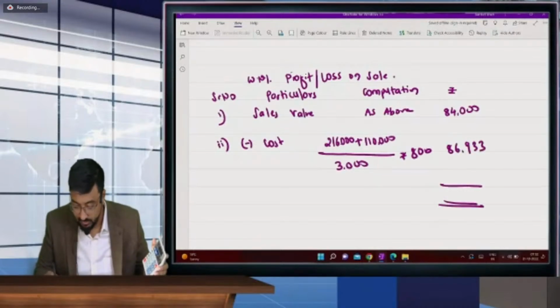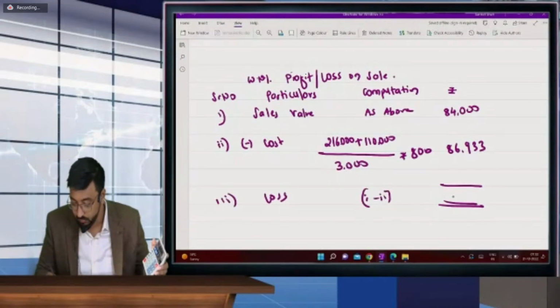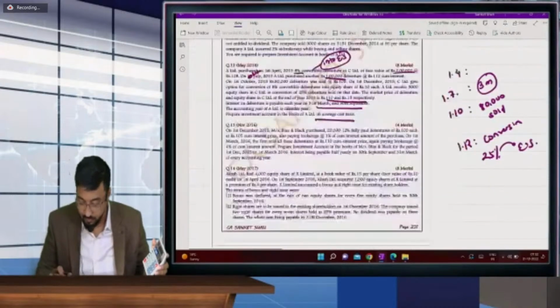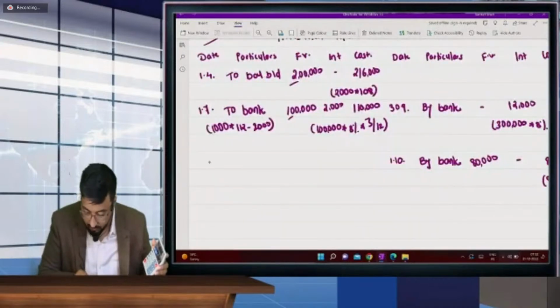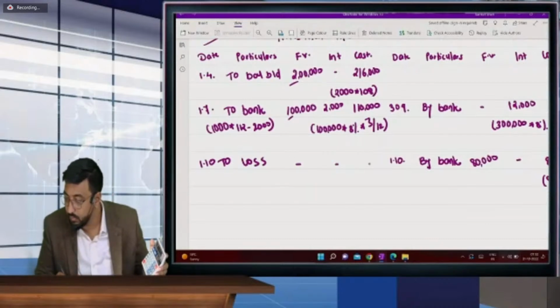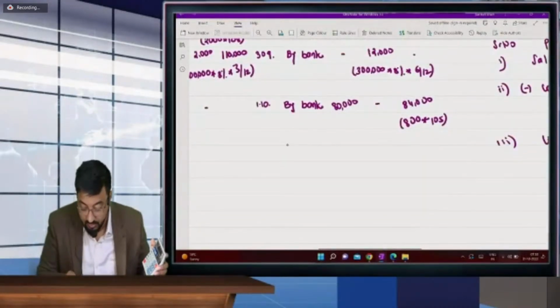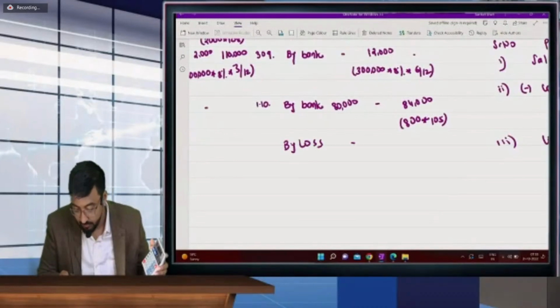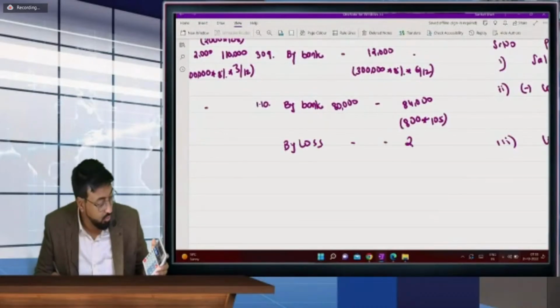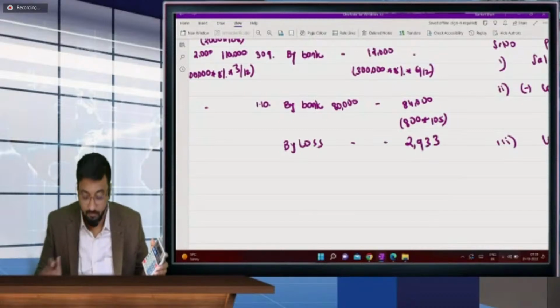So I am in loss. 1 minus 2, 2,933. So on the same line, you can write loss. Sorry, this is profit, what I'm making. Yes, good morning, Sanket sir. Sorry, it's a loss. 2,933, it's a loss on 1st October only.